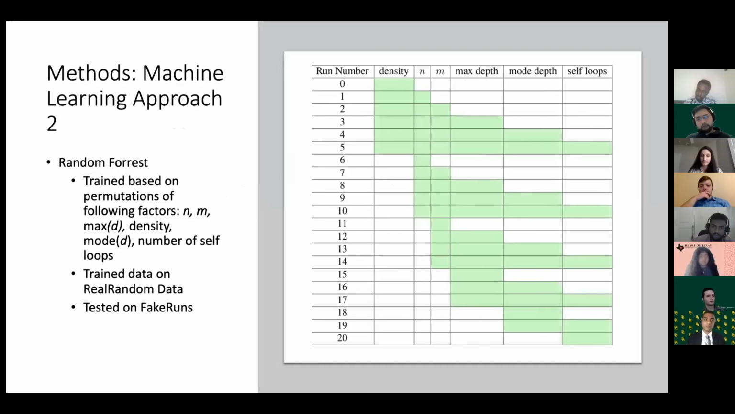In our second machine learning approach, called machine learning approach 2, we used a random forest machine learning algorithm, and we trained this based on permutations of the following factors: n, the number of nodes; m, the number of edges; max d, the maximum depth of the tree; density; mode d; and the number of self loops. You can see here on the graph on the right the run number and which factors were used to train for our different runs. We trained our random forest on the real random data that we had collected, and then we tested it on the fake runs.